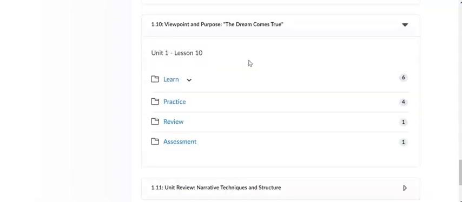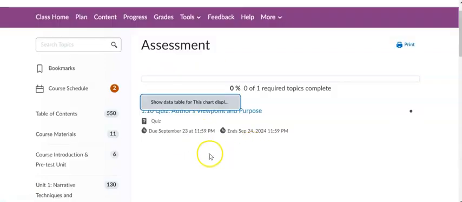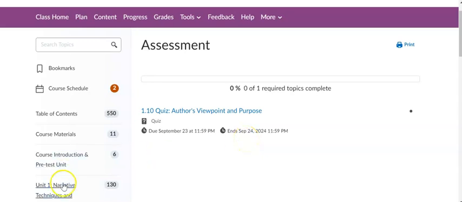And our 1.10 lesson, viewpoint and purpose, the dream comes true. Again, in our Unit 1, Lesson 10, we have an assessment. If we go into the assessment, we can see here is the 1.10 quiz, author's viewpoint and purpose. It is due September 23rd, and it ends September 24th.